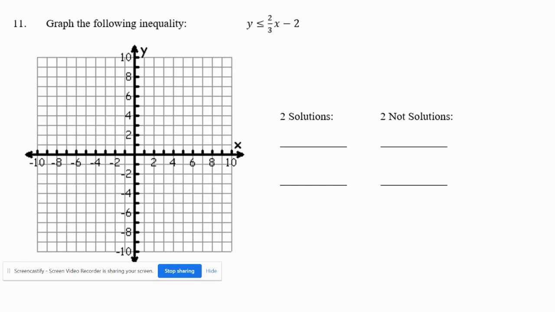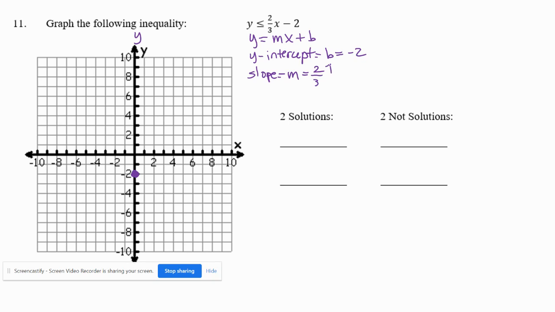All right, number 11, graph the following inequality, very similar to the one we did right before. So we have y equals mx plus b. Obviously not an equation though, we have an inequality. Starting with our y-intercept, which is represented by the letter b. Y-intercept is -2, so on the y-axis, -2 would be right here. And then we want slope represented by the letter m. Slope is a positive 2/3.